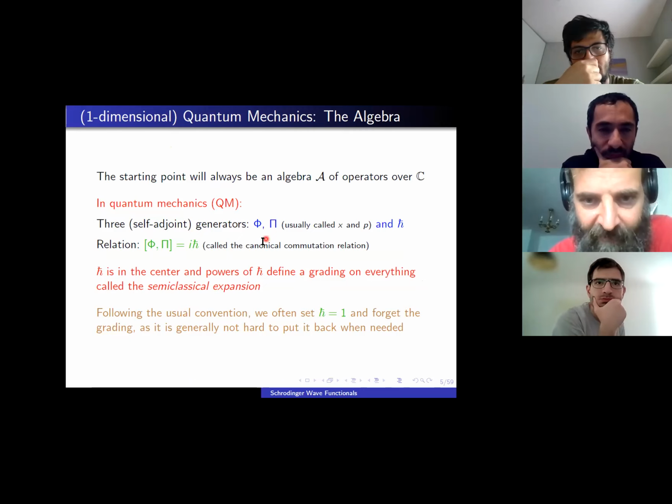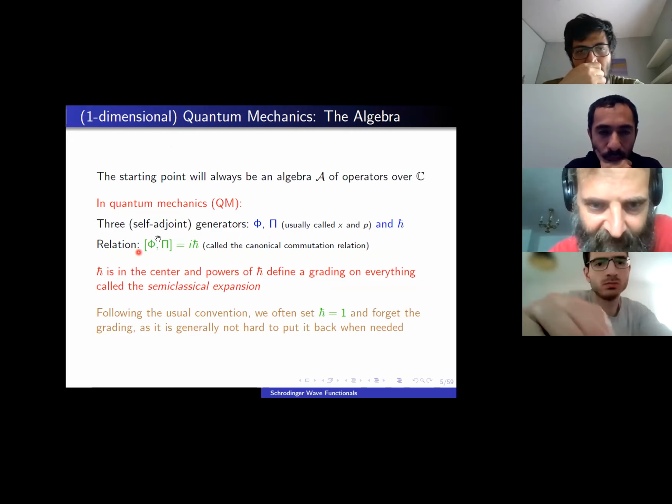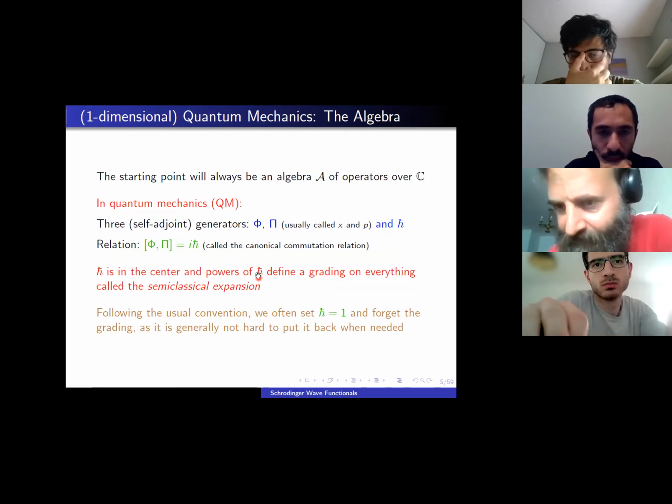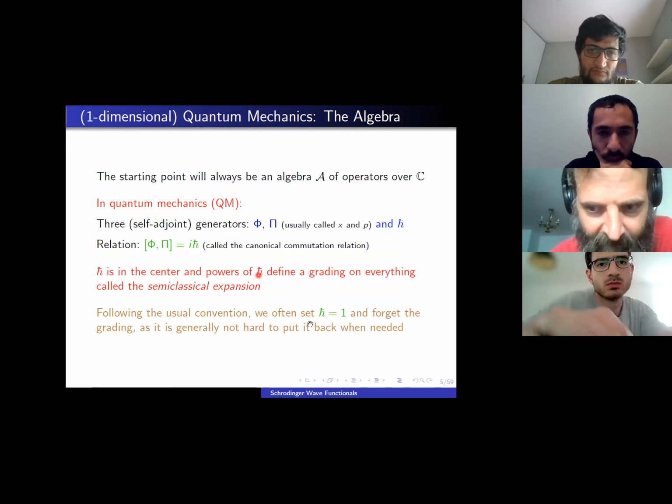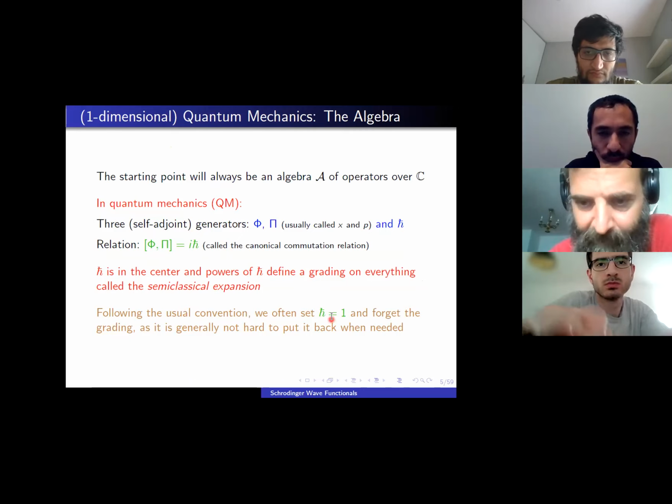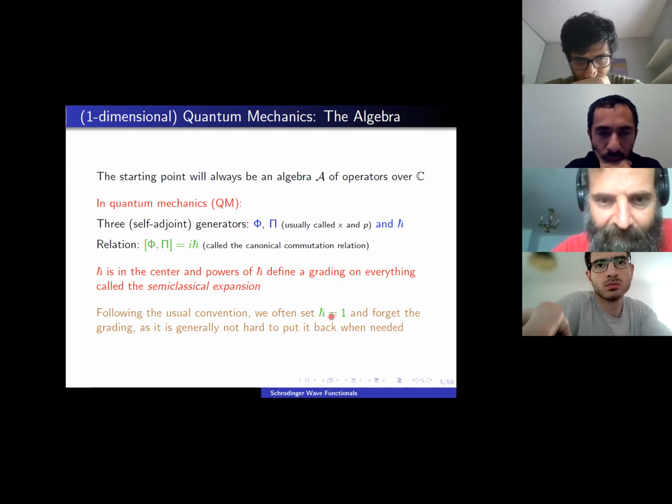So here your algebra's got three generators, phi, pi, and h bar. H bar is in the center, and phi and pi satisfy these canonical commutation relations. And h bar defines the grading. So this is a graded algebra. And sometimes we can forget the grading just by setting h bar equals to 1.